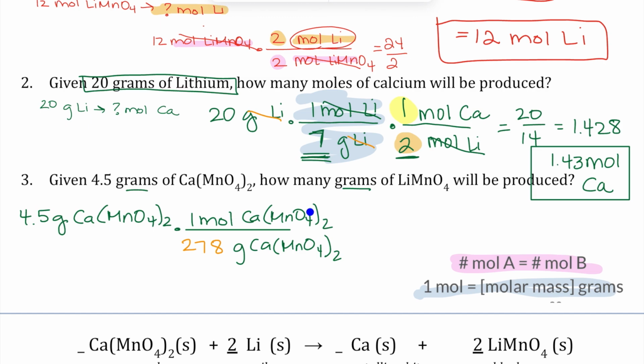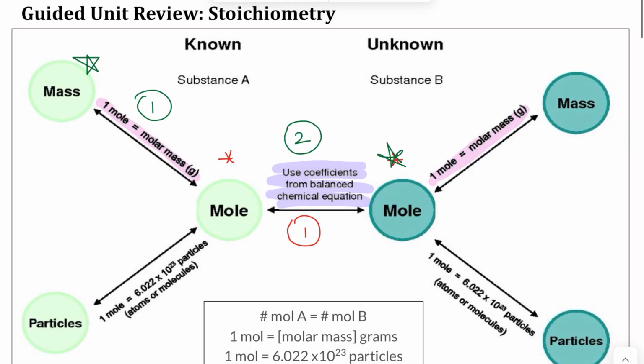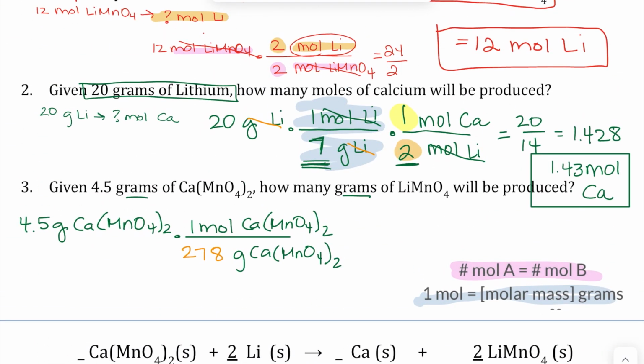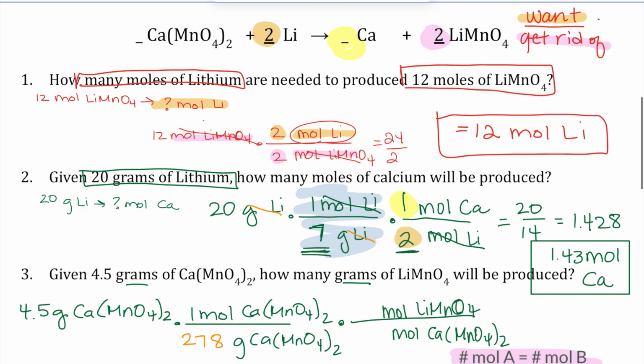I'm at moles of my calcium permanganate. So now, if I look back up at my chart, I started at mass, now I'm at moles. Now I need to go mole to mole using the coefficients from my balanced reaction. So we've got what we want to get rid of. We need to change from moles of calcium permanganate to moles of lithium permanganate. And I get those values from my balanced reaction.